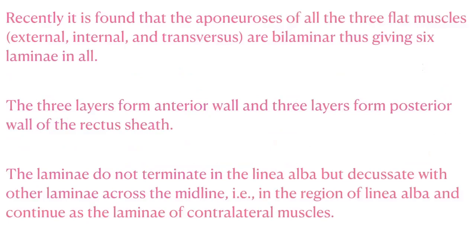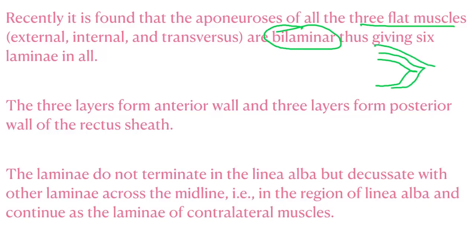Recently, we have to learn that formation, but also in the recent advancements, it is found that aponeurosis of all three flat muscles are bilaminar, right? Thus giving 6 lamina in all. That means bilaminar means anterior and posterior, anterior and posterior, anterior and posterior.